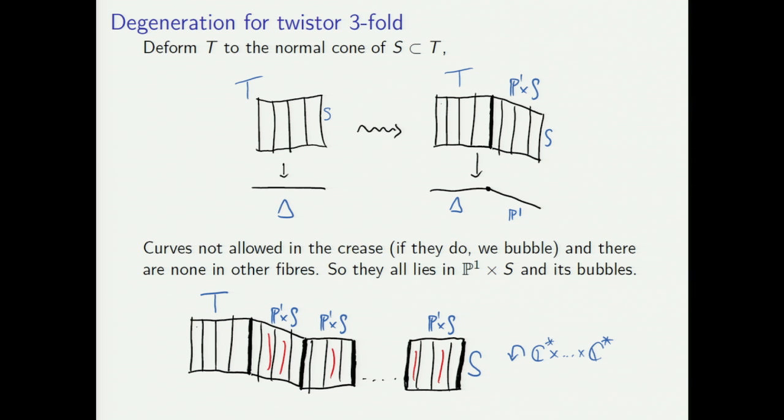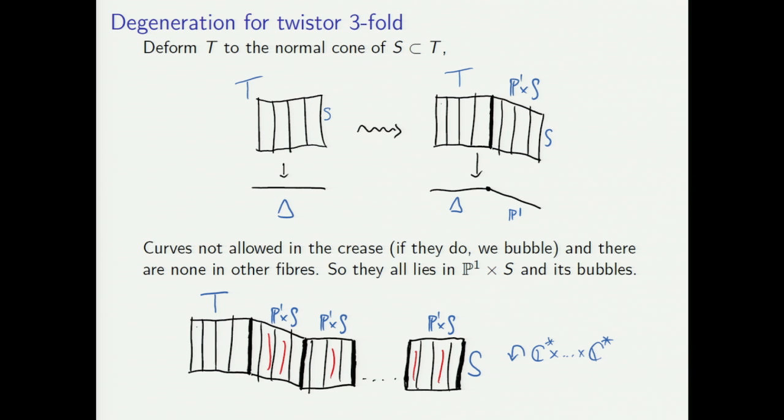And we're only in fiber classes, and curves are not allowed in this crease here. So actually, they must all lie in here. In T, the only curves were in the central fiber S. I guess I'm drawing it there now. And S, once I've degenerated, S is a crease, and I'm not allowed curves in there. So actually, the curves can't lie in T anymore.